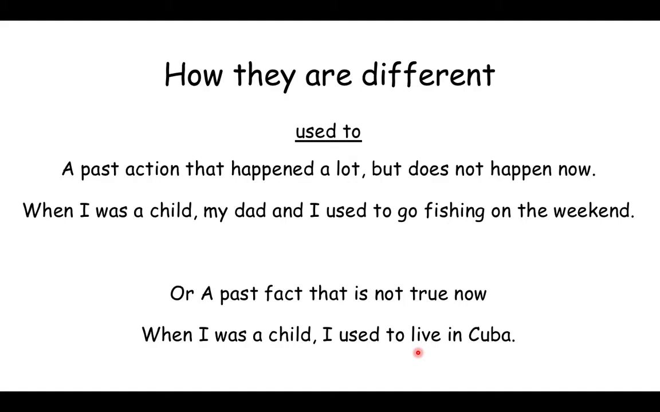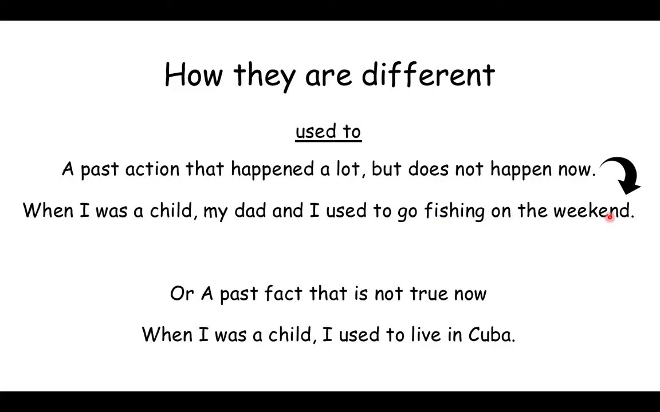So a little bit more on how they are different. So used to talks about a past action that happened a lot but does not happen now. So for the example, I have this sentence right here. When I was a child, my dad and I used to go fishing on the weekend.